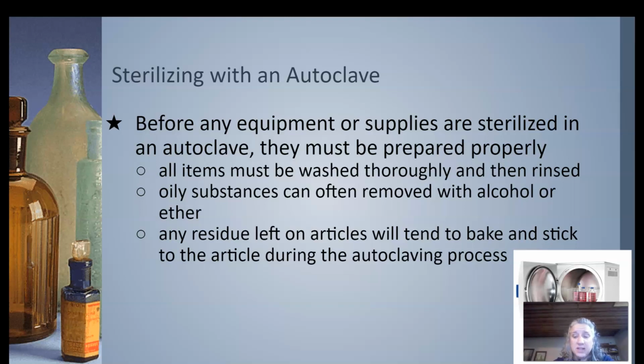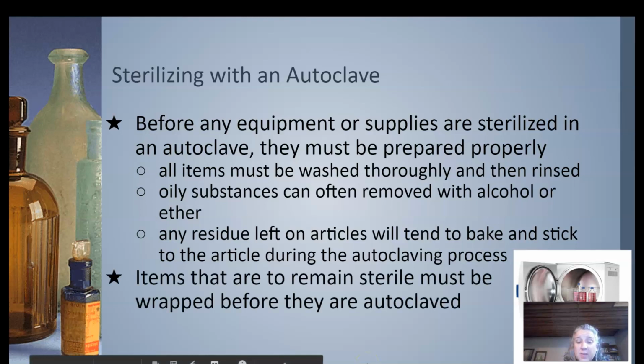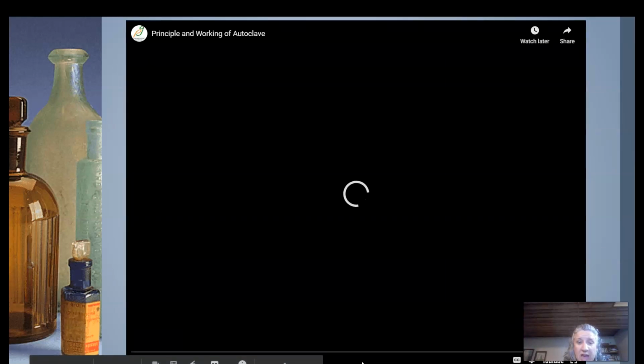So again, back to the dishwasher, if you ever pull out a plate or a bowl that has some stuck-on, baked-on food on there after going in the dishwasher, it's a lot harder to get off. And it's going to be the same with any instruments or articles that may have some residue left on them before going into the autoclave. Items that are to remain sterile must be wrapped before they are autoclaved in order to keep them sterile.